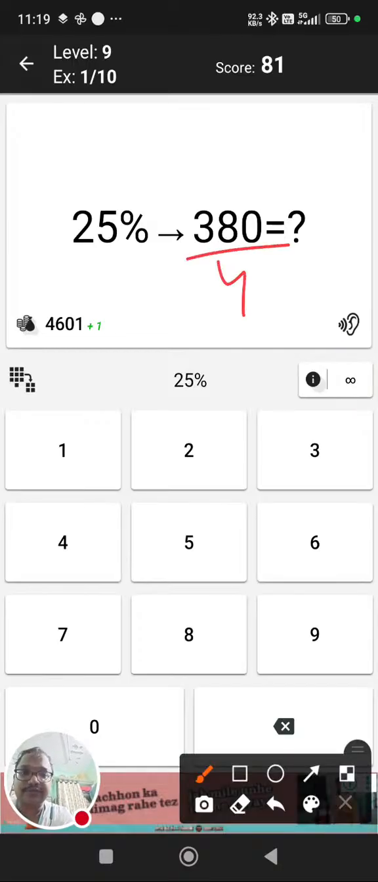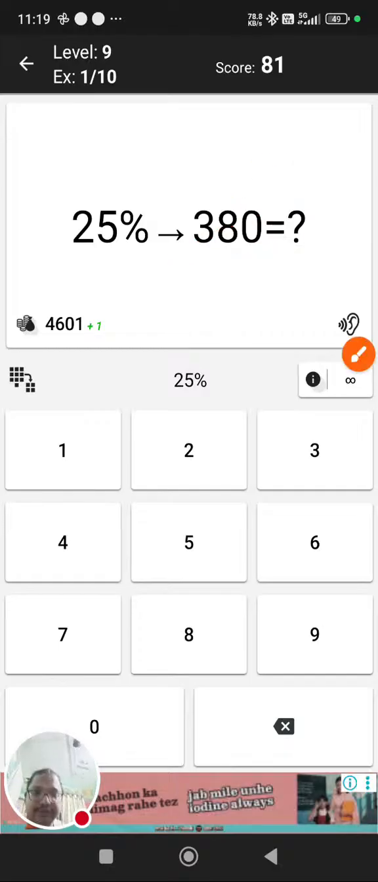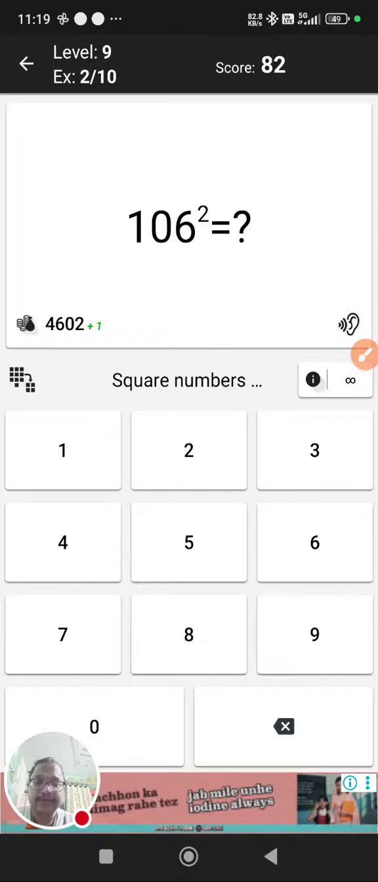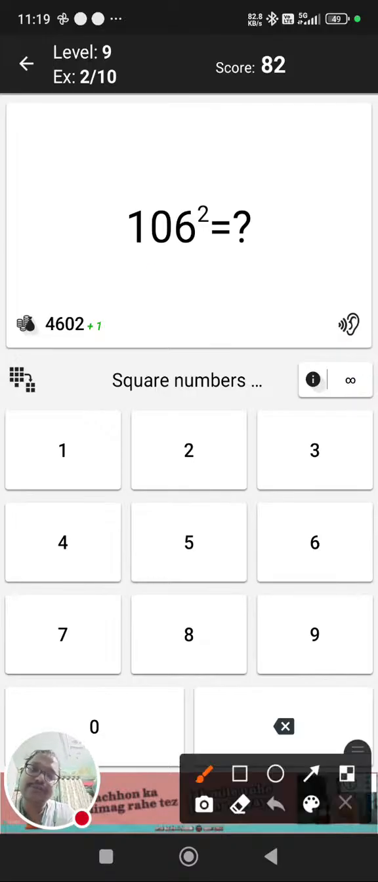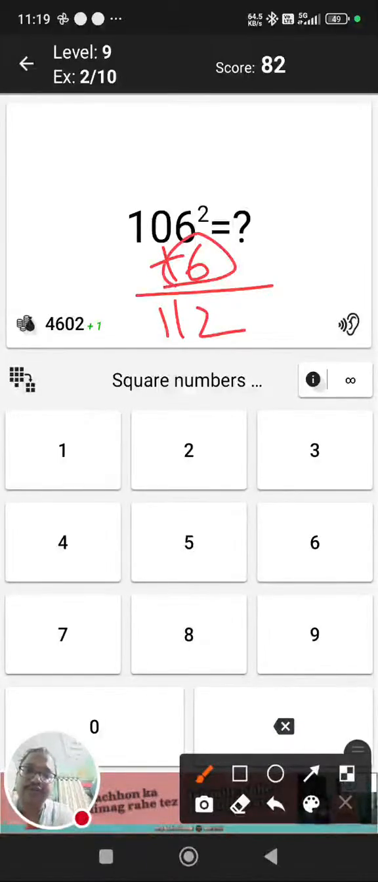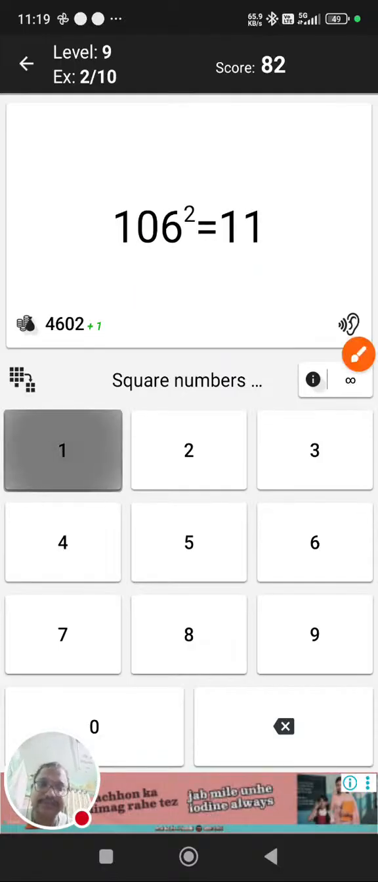25% means fourth, 1/4. 4 9 times 36, and 20 means 5 times. 95 is the answer. Next 106 square. It is 6 more than 100. So adding 6 to this one, we get 112. And talking about 6 square, 36. So 11236.